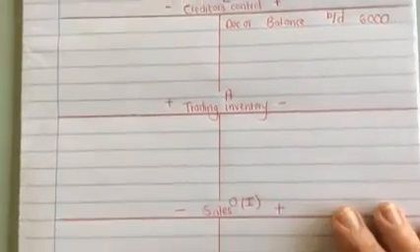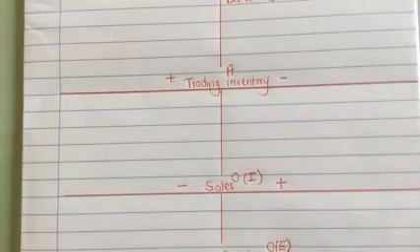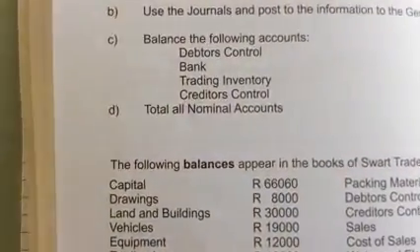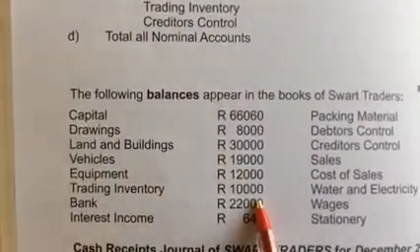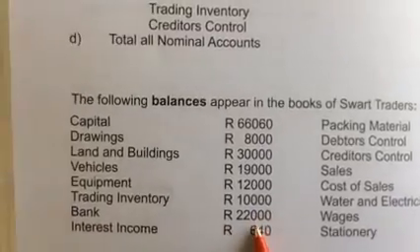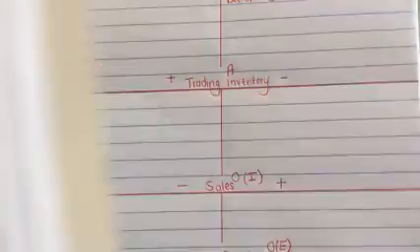Trading inventory is an asset, and assets fall in your balance sheet section. So what side would the opening balance for trading inventory be on? We've got a trading inventory balance of 10,000. It's dead, so it's on the debit side.